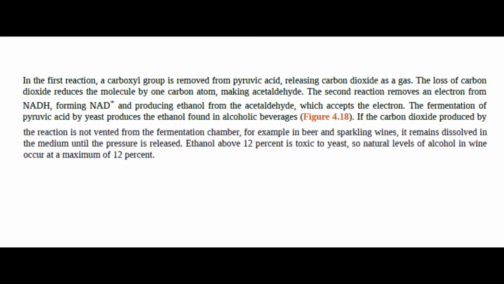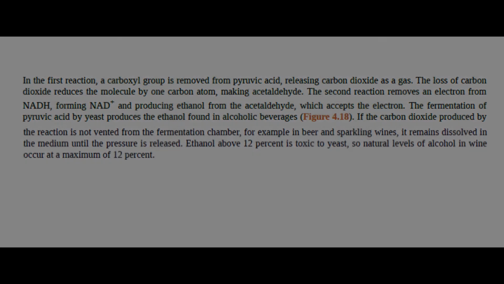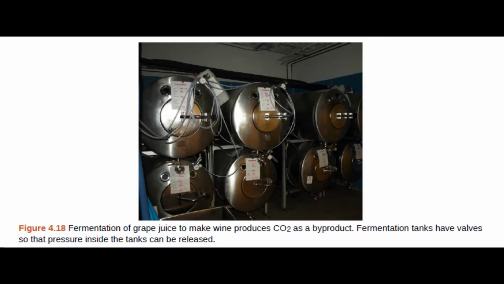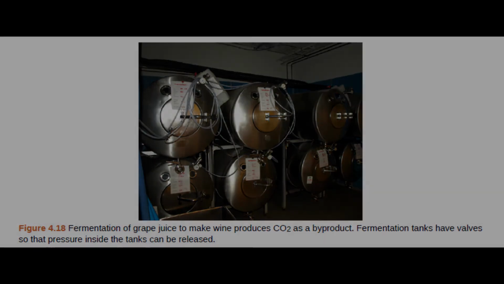If the carbon dioxide produced by the reaction is not vented from the fermentation chamber, for example in beer and sparkling wines, it remains dissolved in the medium until the pressure is released. Ethanol above 12% is toxic to yeast, so natural levels of alcohol in wine occur at a maximum of 12%. Figure 4.18. Fermentation of grape juice to make wine produces carbon dioxide as a byproduct. Fermentation tanks have valves so that pressure inside the tanks can be released.